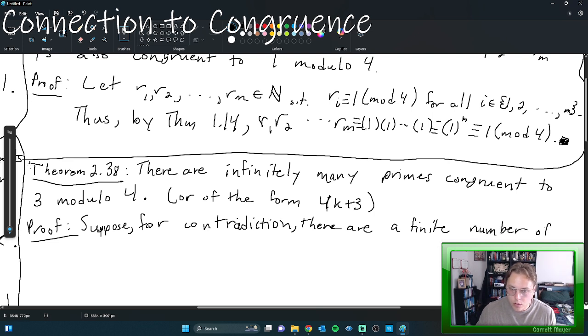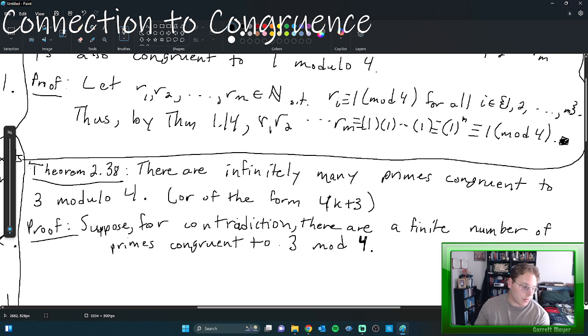So suppose for contradiction, there are a finite number of primes congruent to 3 mod 4. So this would basically mean that all the other odd primes are congruent to 1 mod 4, so there's an infinite number of those types of primes, but not of these types of primes, which theoretically could be possible, but we're going to show that it actually is not possible.